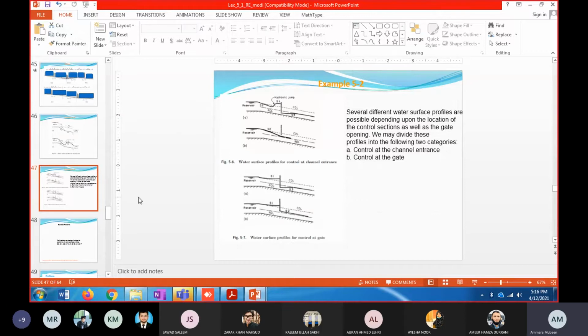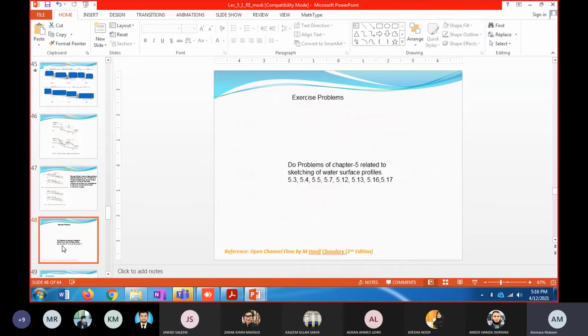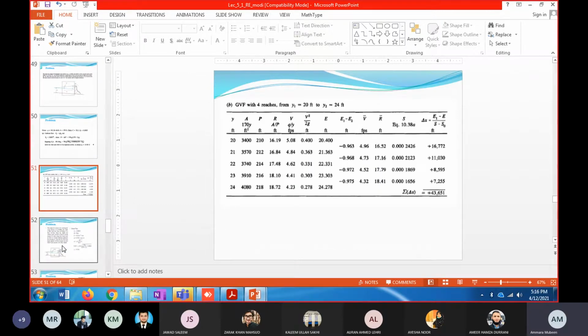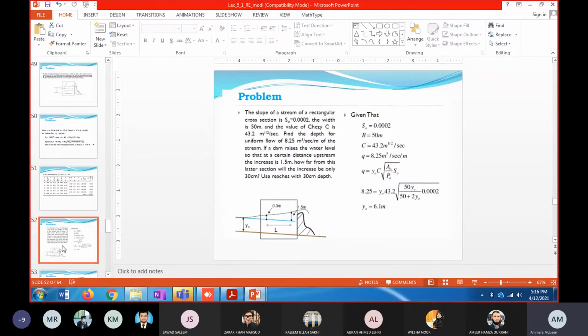So please read this example from the book, and there are some further questions given in this presentation. We shall be discussing it after discussing the direct step method. Actually, this question we have discussed earlier, and it relates to the method of computation of water surface profile, and one of the methods of computation is the direct step method, and this is that method. So we'll discuss that method in a short while.